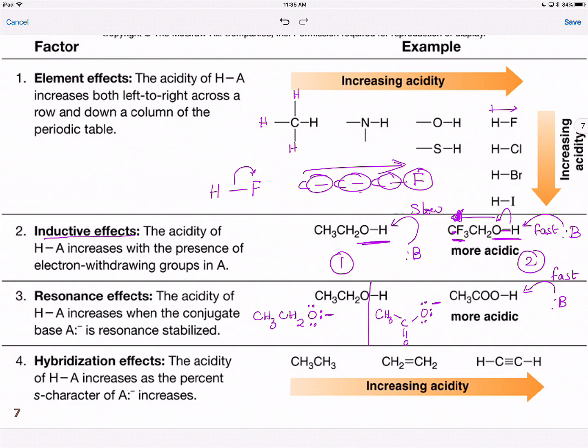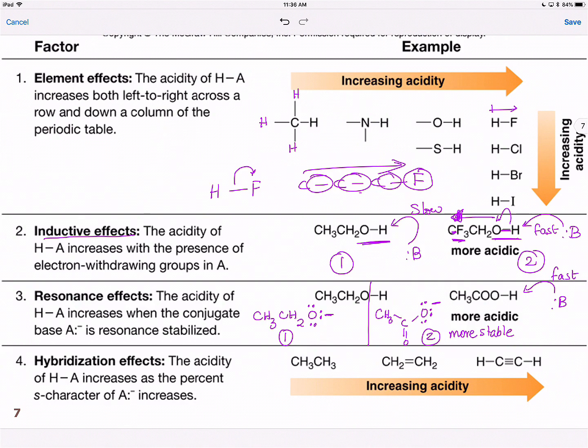So which conjugate base is more stable? 1 or 2? Which one is more stable? 2. Now you're going to explain why 2 is more stable than 1. It's what we studied last week. That concept comes from last week. The word begins with R. Resonance. Can you draw a resonance structure for 2?